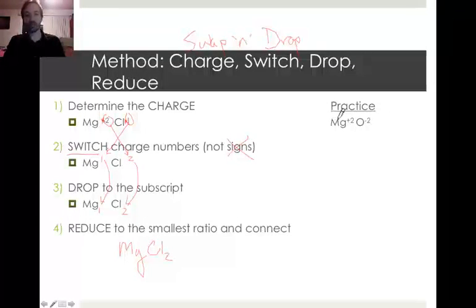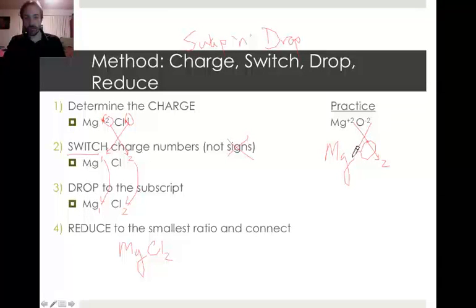Let's take a look at this example over here. Same basic idea, but I'm going to do it a little faster, using the swap and drop method, pushing together some of these steps. So I write my 2 elements, magnesium and oxygen. I already have my charges identified, so I'm going to swap and drop at the same time. My 2 I give to the oxygen and drop it down to a subscript. My 2 here I give to the magnesium and drop it down to a subscript. So my formula ends up as Mg2O2. That's a 2 to 2 ratio.